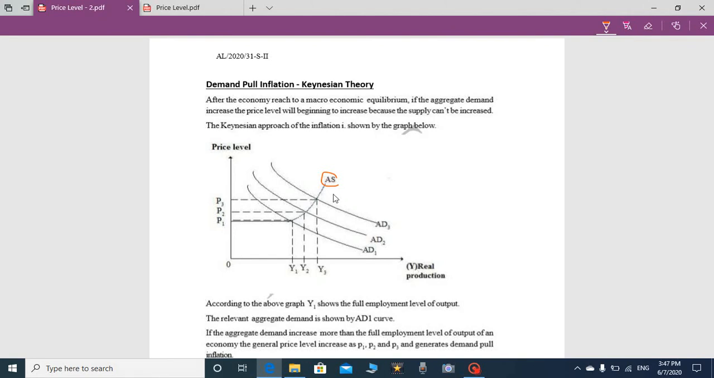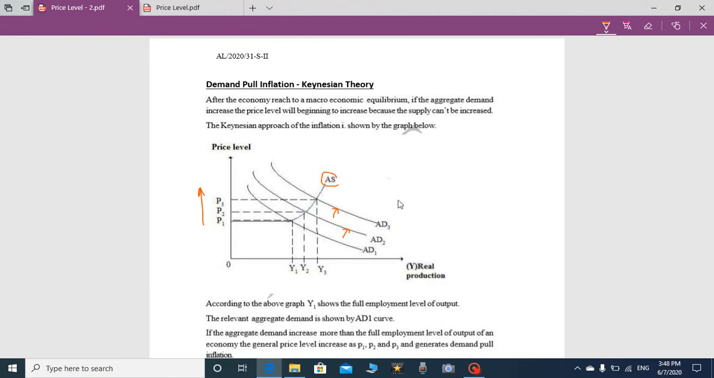These are the aggregate demand. Aggregate demand means the total demand curves of the economy we can add together, then we called as what? Aggregate demand. Then intersect of the aggregate supply and aggregate demand determine the price level. If aggregate demand increase like this, the general price level also increase. This situation we known as demand pull inflation.